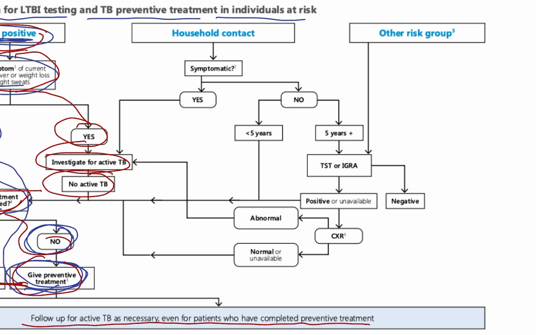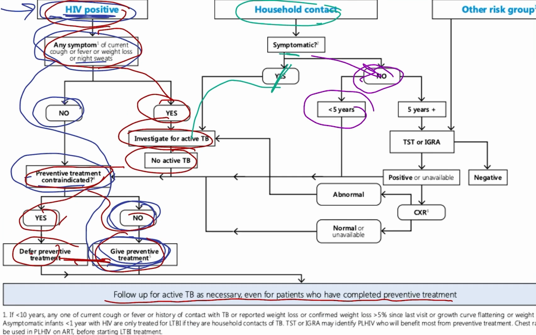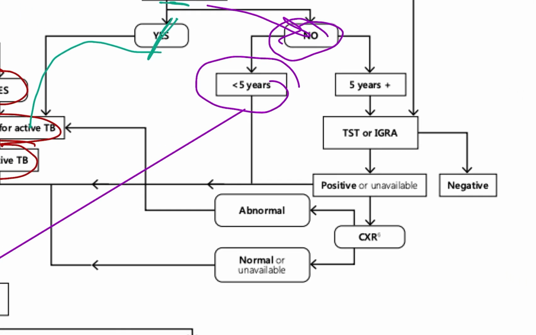Second group, household contacts. Household contacts, symptomatic? Yes. Investigate for active TB? No. Check for age, if less than 5 years of age. Check for contraindication, no contraindication. Give preventive treatment. There is no need to do testing.